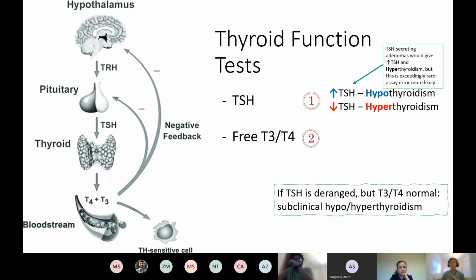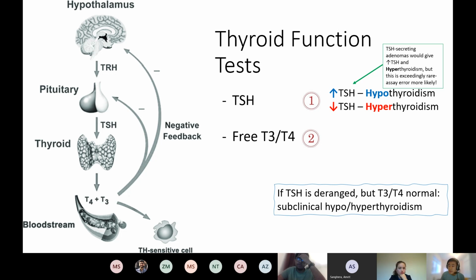But there is a very rare case where if you have an adenoma, so a tumor in your pituitary gland, which secretes TSH, that would give you raised TSH and then also raised T3, T4. But this is really, really rare. I think Pam Houston says she's only seen it once. In fact, if you see that T3, T4, it's probably more likely to be an assay error. So you repeat the test.